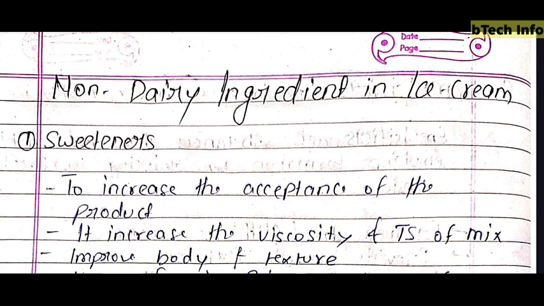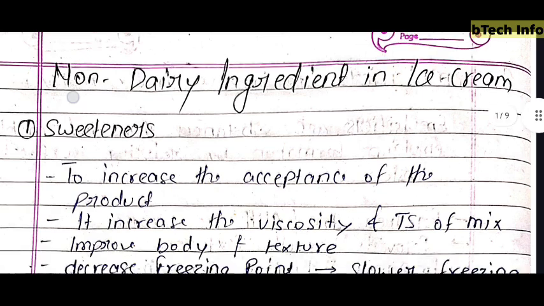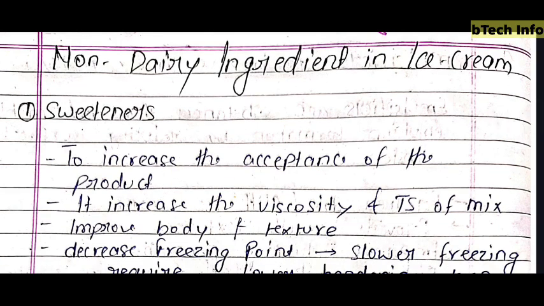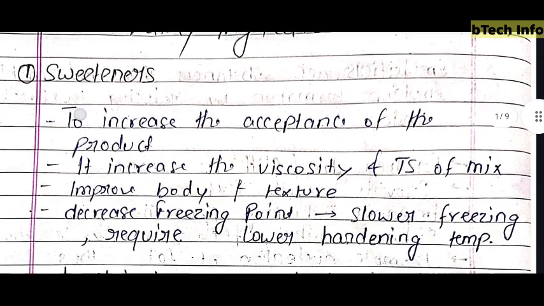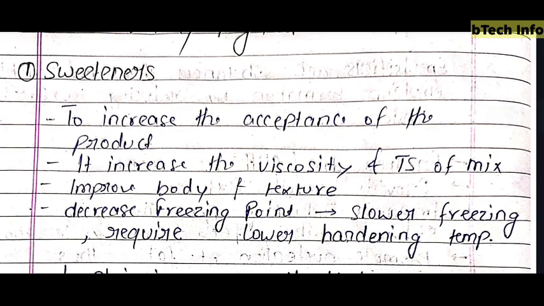So the non-dairy ingredients are, first, sweeteners. Why are sweeteners used? They are used to increase the acceptance of the product. Also, they increase the viscosity and total solids of the mix. This is very important: they increase the viscosity and also the total solids of the mix.